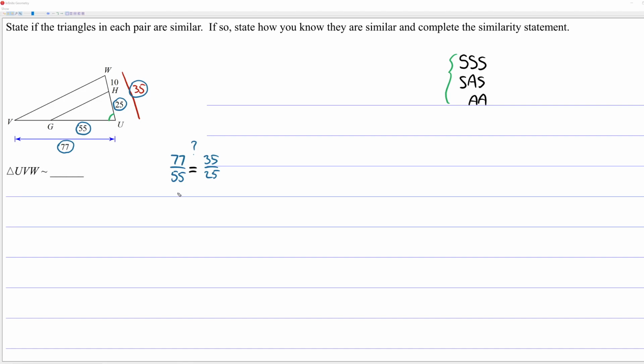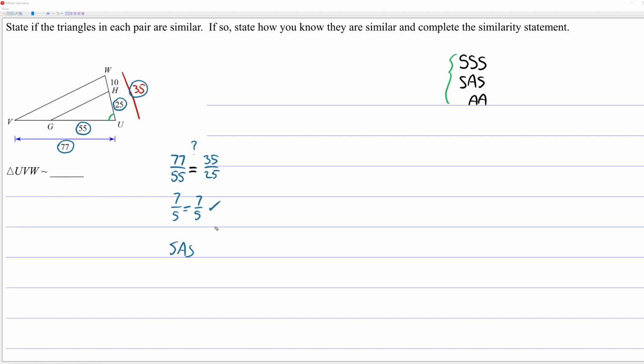Here, both numbers are multiples of 11, so we can say 7 over 5. Here, both numbers are multiples of 5. 35 divided by 5 is 7. 25 divided by 5 is 5. So, yep, we have two side pairs in the same proportion, and we have the angle between them. That means the two triangles are similar by SAS.